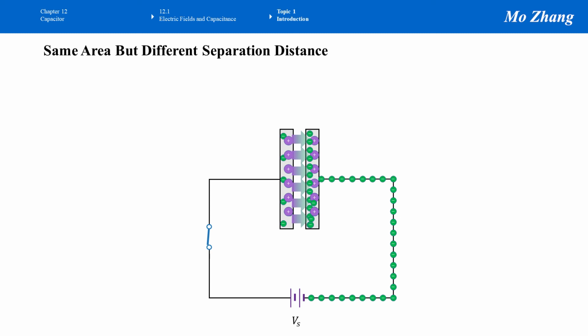So imagine if we can use hands just to grab the two plates, and we want to separate these two plates by hand. We can clearly feel that attraction force, which means it's hard to separate the plates because there's an attraction force between the plates due to the electric force.